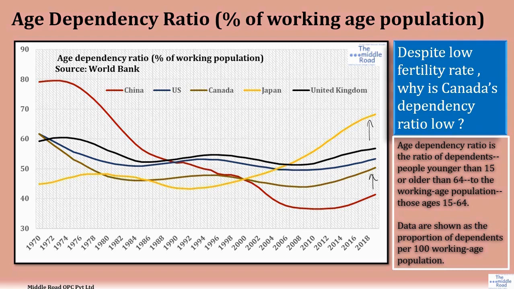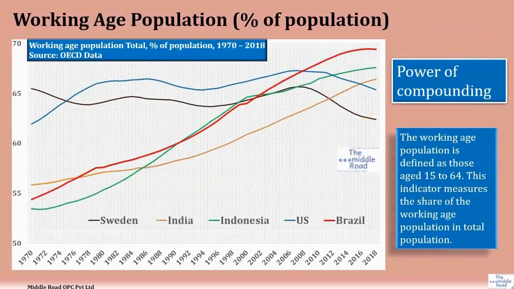When looking at the difference between Canada and Japan, we come to know why. There's been a slight increase in China, a slight increase in the US and the United Kingdom. Dependency ratio has come up a bit, but not much. What's very interesting is that China has a very low dependency ratio. This is something which is very interesting. Look at the working age population.